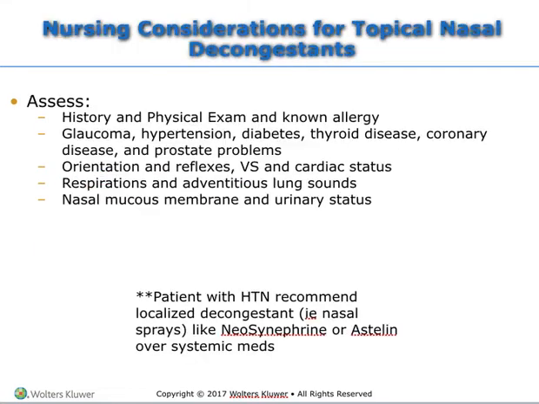So what are some assessment considerations? What's their history, what's their physical, do they have any allergies? Of course. We're going to assess their nasal mucous membranes, urinary status. These are great choices for people that have systemic diseases because topical nasal decongestants don't typically cause a systemic response. If you have a patient with high blood pressure, we usually don't want them to take an oral nasal decongestant because that could raise their blood pressure. But if they use a nasal spray, that reduces the risk of the blood pressure going up.